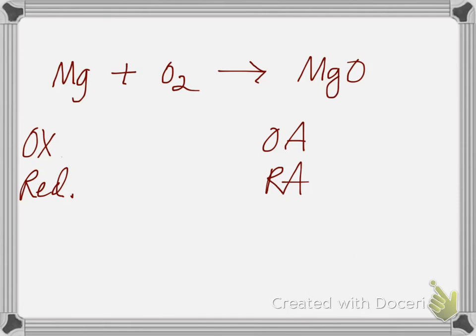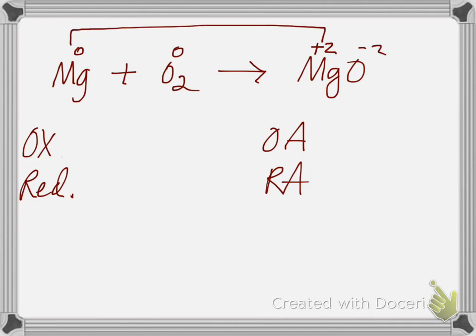Now, in order to determine what's being oxidized and being reduced, you don't even have to balance it. It's not necessary, okay? Because we can still see their change in oxidation states. So magnesium and oxygen, both free elements, so what are they? 0 and 0. Magnesium is a group 2 metal. What is it going to be? +2. Oxygen is -2.